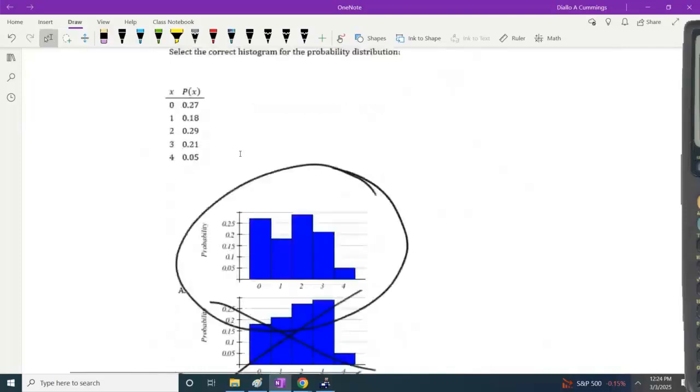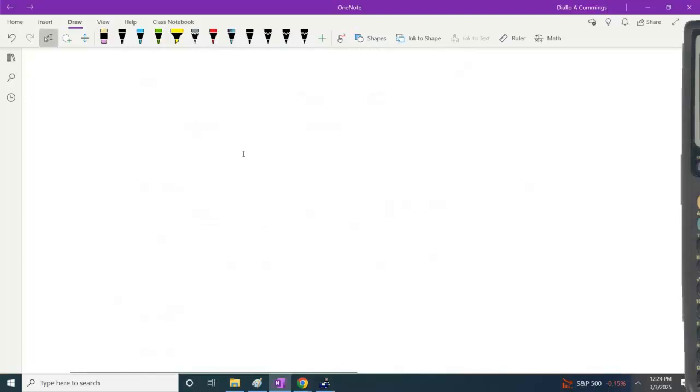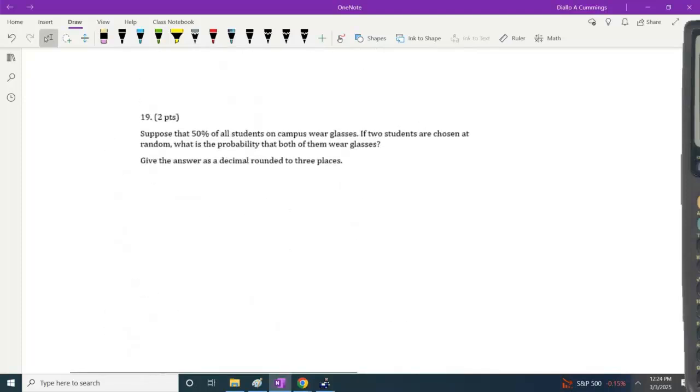Okay, so we did 16, 17. Okay, I think we didn't do number 19. This is the last one. Okay. It says, suppose that 50% of all students on campus wear glasses. If 2 students are chosen at random, what is the probability that they both wear glasses?